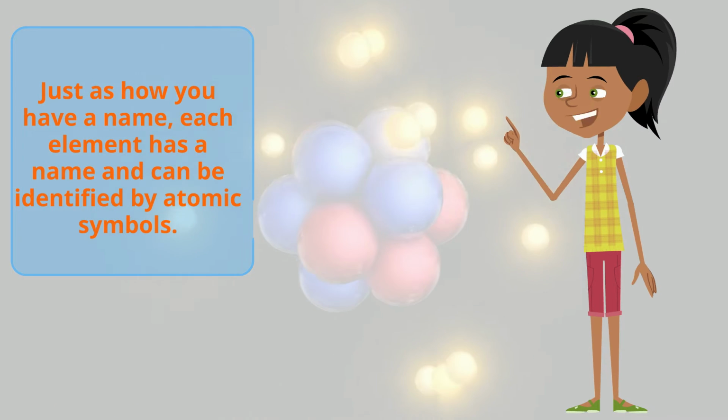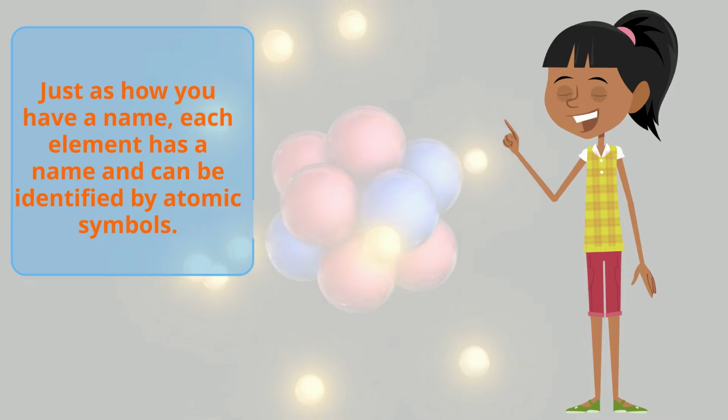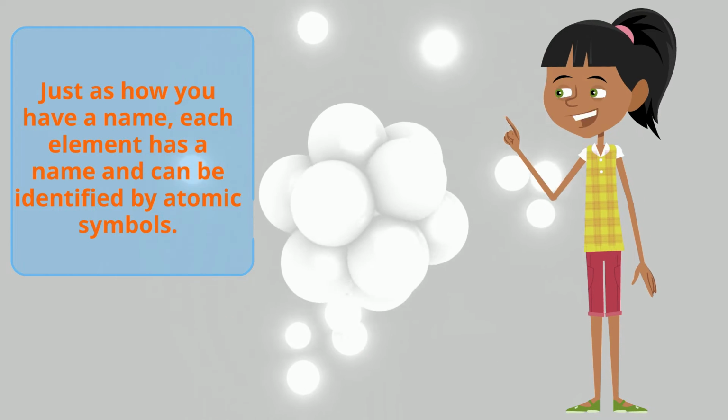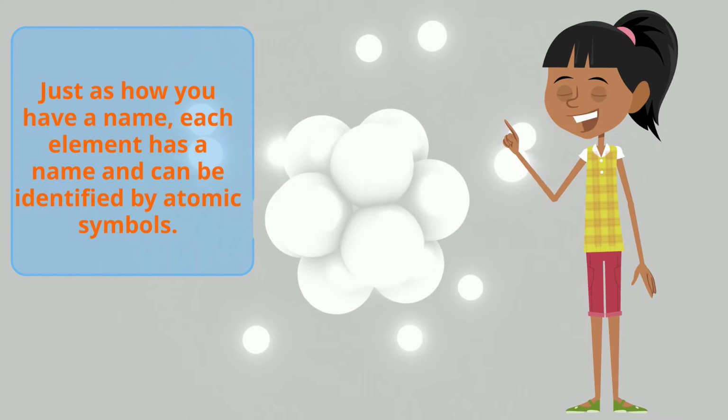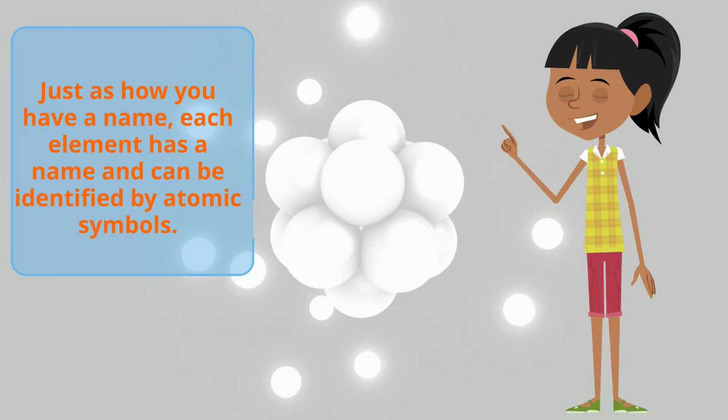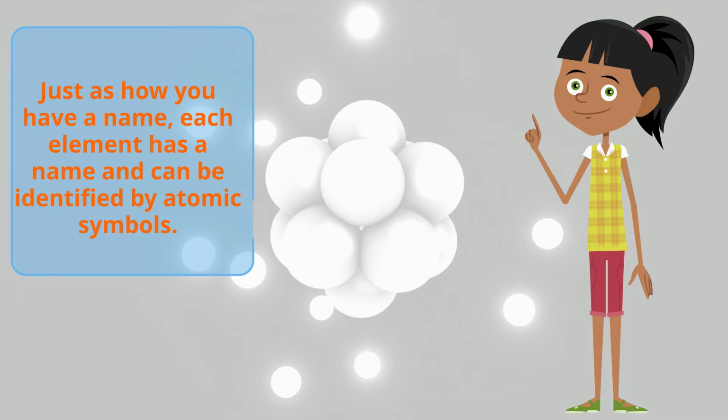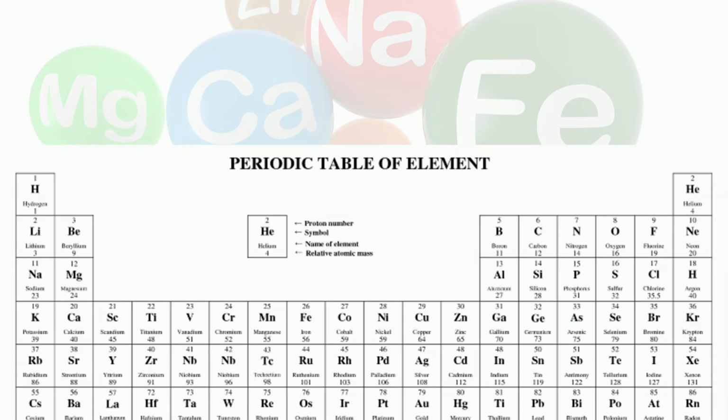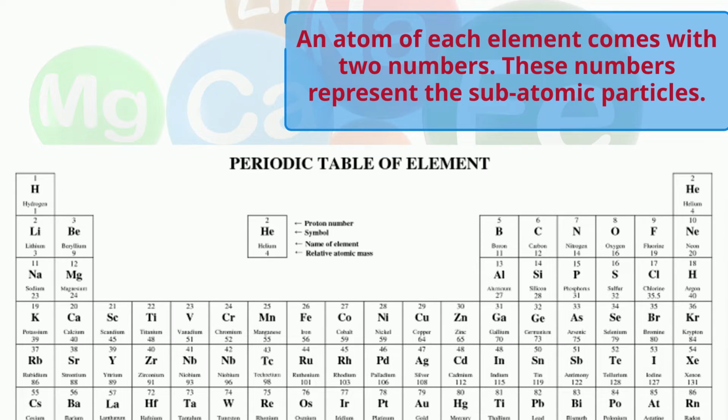In one of our previous videos, we looked at the definition of an element. Can you recall what an element is? They are pure substances. They can be divided into two main groups, metals and nonmetals. Just as you have a name, each element has a name and can be identified by atomic symbols. The periodic table of elements has a list of the names of the elements discovered along with their symbols.